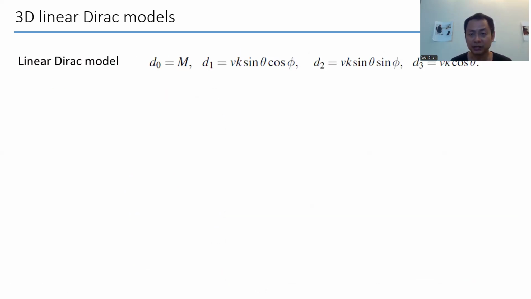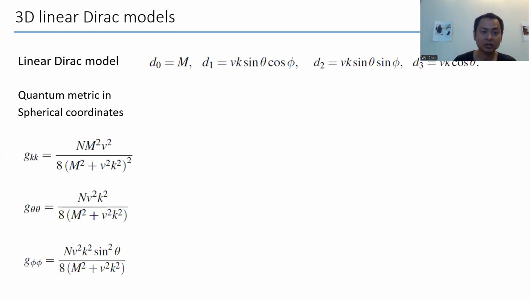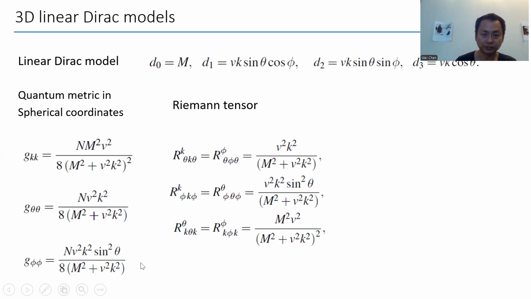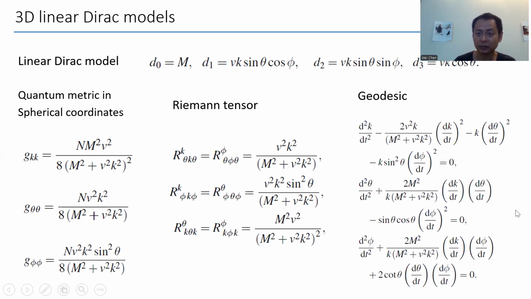Okay, now coming to 3D. Once again I start from the linear Dirac model, where the Dirac Hamiltonian is just the mass term, velocity times kx, velocity times ky, and velocity times kz. And here it is more reasonable to work in spherical coordinates because of the symmetry, right? So the metric in spherical coordinates takes this form, and the Riemann tensor takes this form, and the geodesic will look somewhat more complicated. But once again, these are all standard calculations in differential geometry.